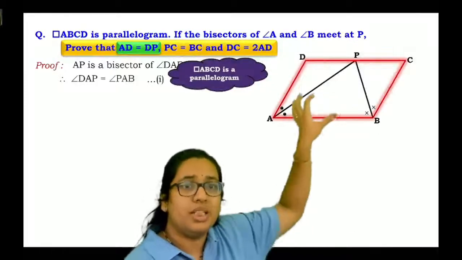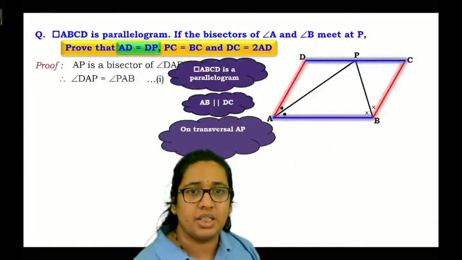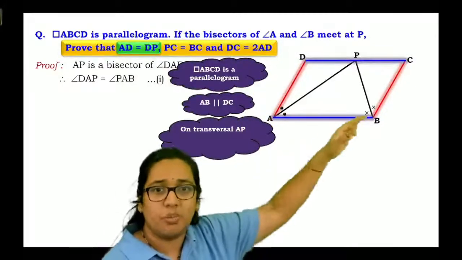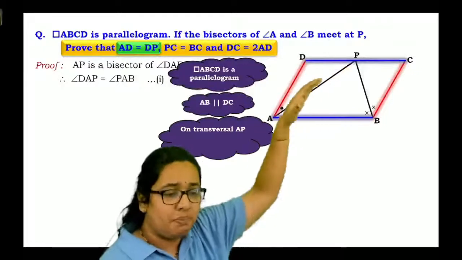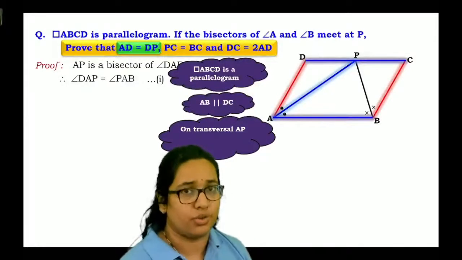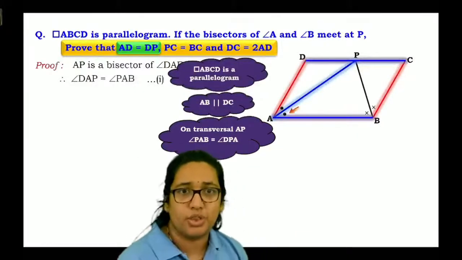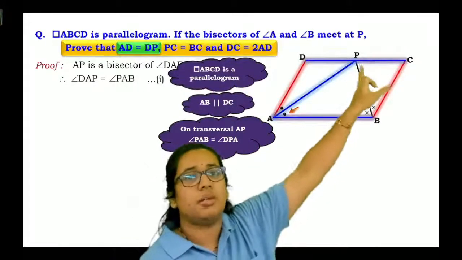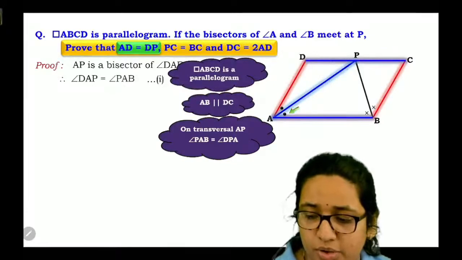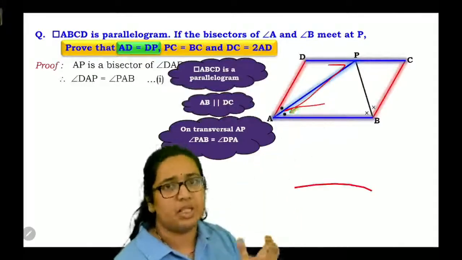We know that ABCD is a parallelogram. So AB and CD will be two parallel sides. If you consider that two parallel lines are there, which are AB and CD, then AP will work as a transversal for you. Are you able to see that letter Z? Z is nothing but alternate angles, correct? So what you will say here, PAB and DPA are the same. We are just talking about this letter Z. DPA and PAB are the same.